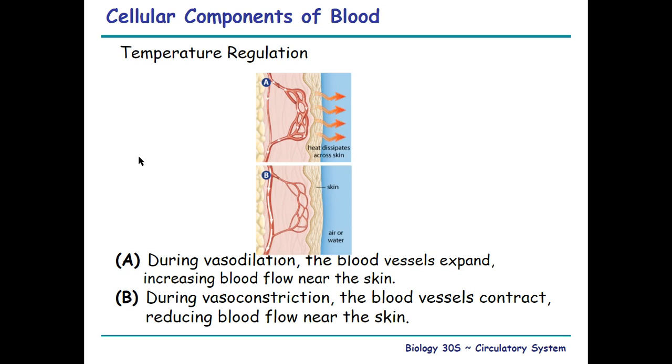You can see here in this picture a depiction of temperature regulation. In A, at the top, during vasodilation, the blood vessels expand, increasing blood flow near the skin. So here's the skin, right? We're increasing blood flow near the skin. In B, this is during vasoconstriction, the blood vessels contract. You can see that they look smaller, right? They're squeezing, reducing blood flow near the skin.